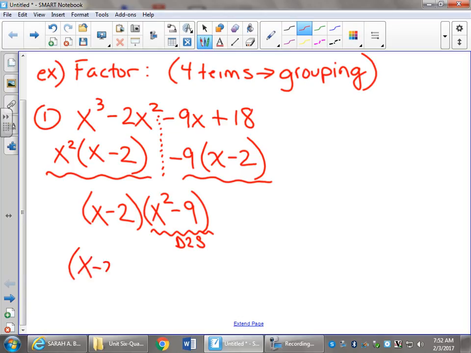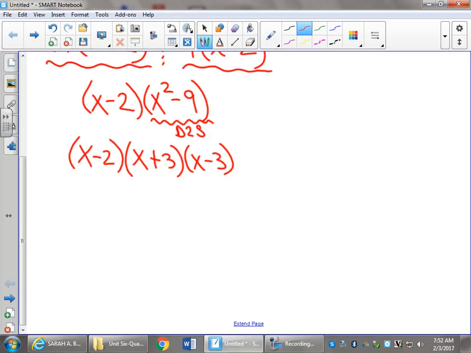I'm going to bring down my x minus 2, and the difference of 2 squares will become x plus 3 and x minus 3. And that's an example of doing the grouping method with 4 terms. Okay, so I'm going to put another one up here.